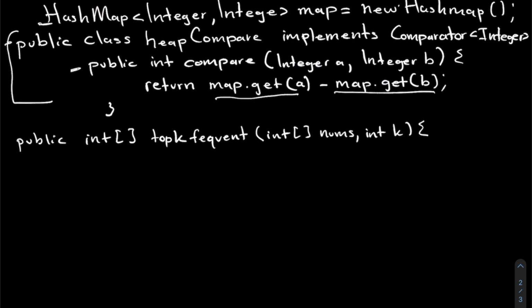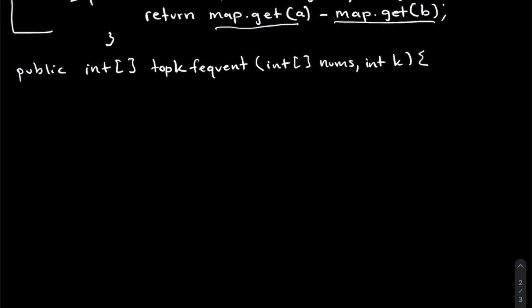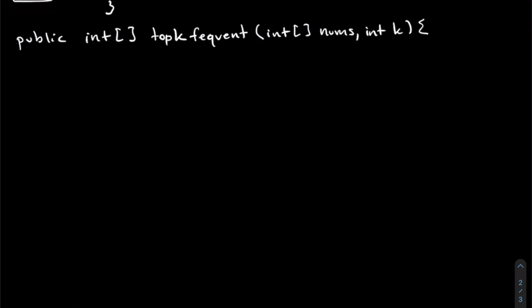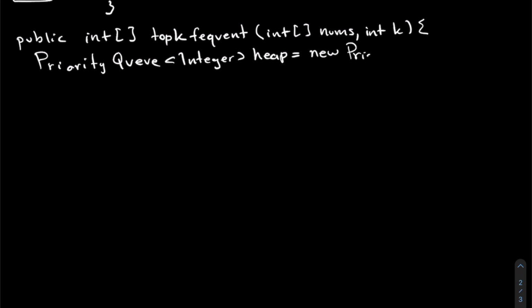So now that we have the comparison and we have our map up top, we're just going to continue writing the code. The first thing we want to do is create our heap. In Java, I pretty much use a priority queue. So here's a priority queue, and the thing we're going to give it is an integer. I'm just going to call it heap, and then new PriorityQueue, just giving it an integer value.